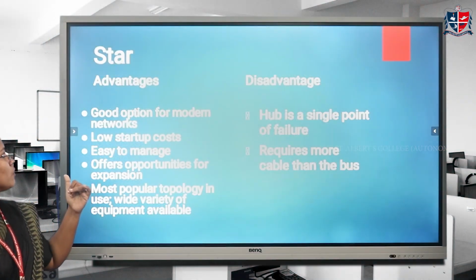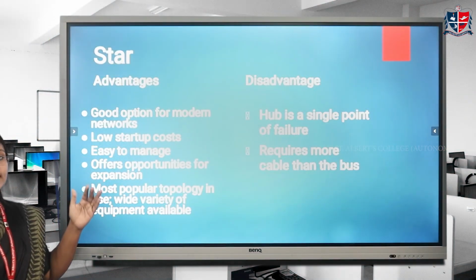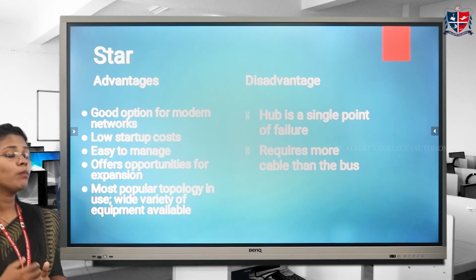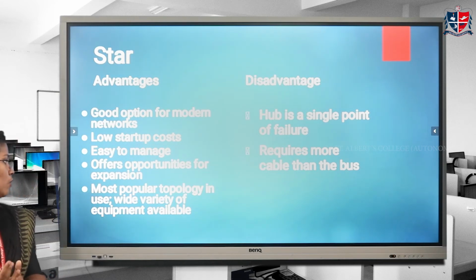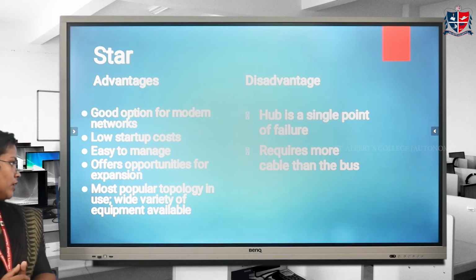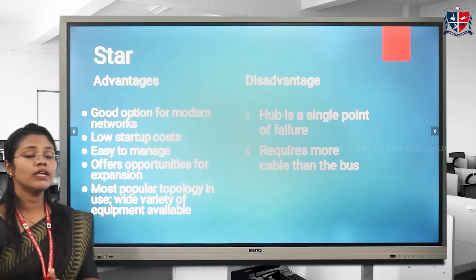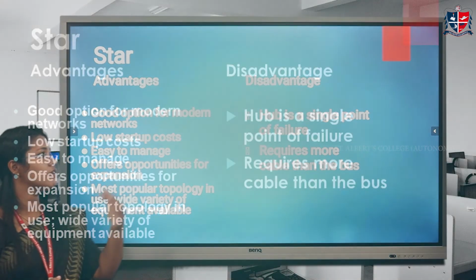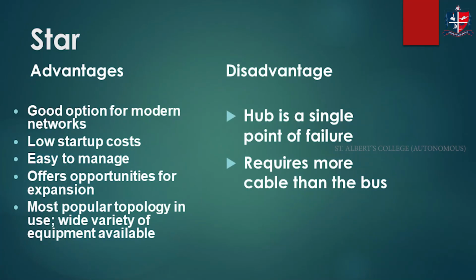These are the advantages and disadvantages of star topology. Star topology is a good option for modern networks. It is easy to manage, and it offers opportunities for expansion. It is also a popular topology nowadays, and a wide variety of equipment is available to connect with it. The disadvantages: the hub is a single point of failure. If something happens to the hub, the entire system goes down. It also requires more cable than bus topology.